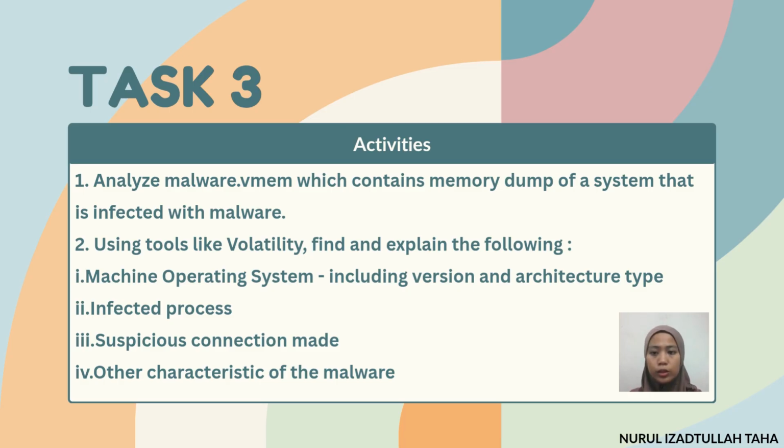Next, we continue to task 3, which is first analyze the malware.vmem, which contains a memory dump of a system that is infected with malware. Second, using tools like Volatility, find and explain the following. First, the machine operating system, including the version and architecture type. Second, the infected process. Third, the suspicious connection made. And fourth, other characteristics of the malware.